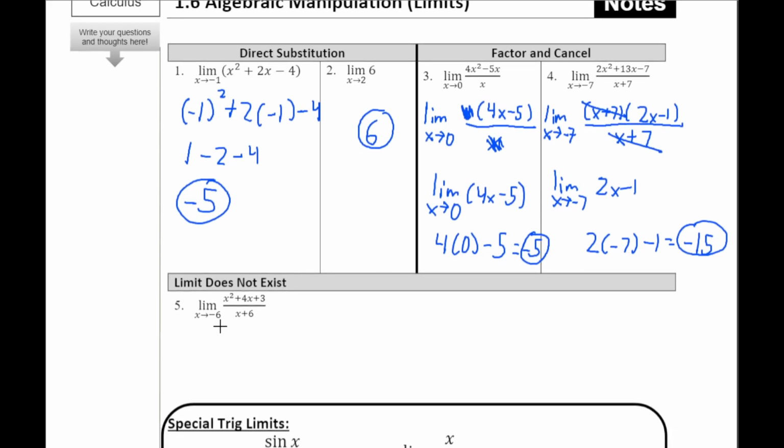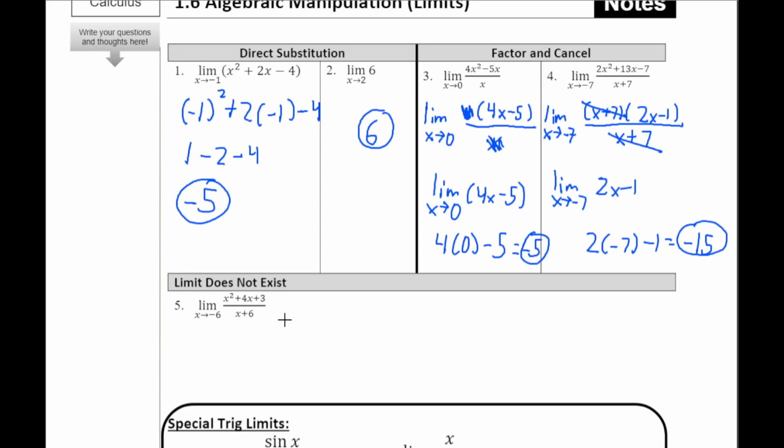So question 5, sometimes the limit might not exist. For questions 1 and 2, direct substitution, you plug in the value x is approaching, and you get a number out. Simple, right? For factoring and canceling, you get 0 over 0. If you try direct substitution, then you have to factor to cancel something out on the top and bottom.